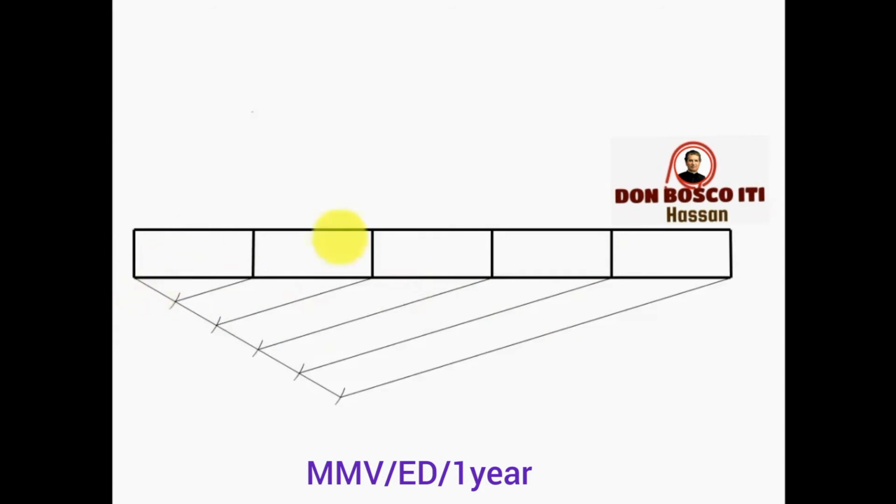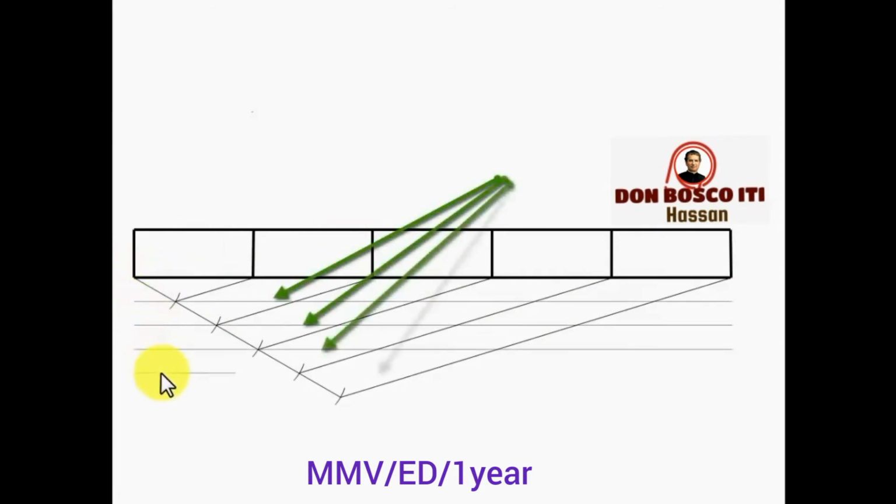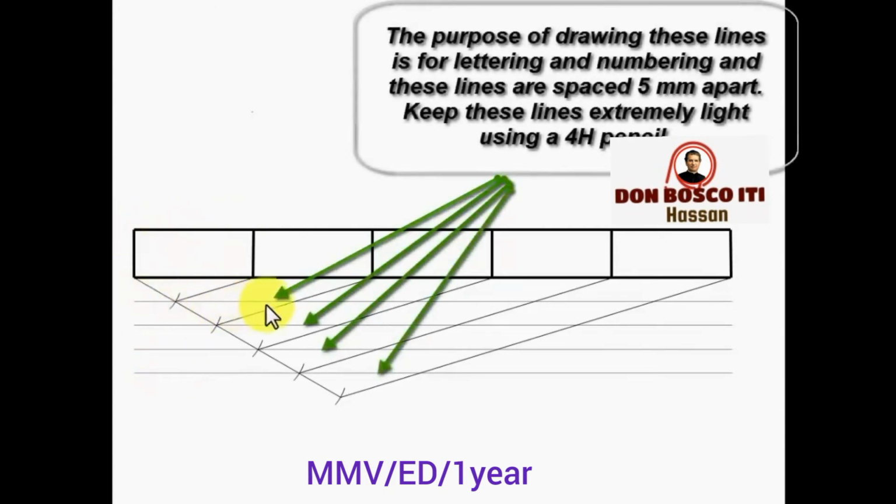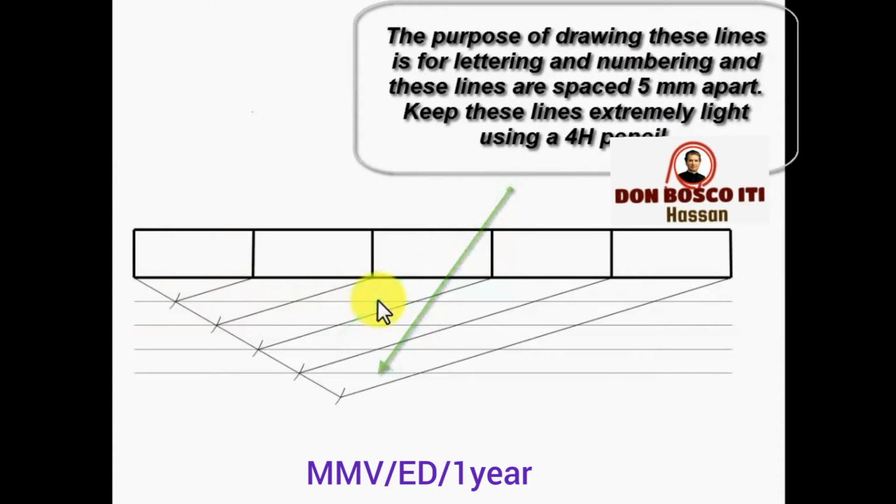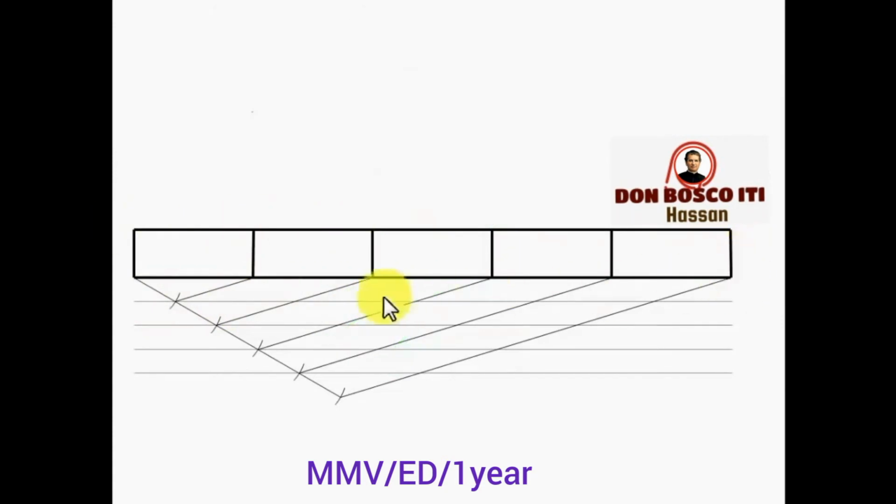Okay guys, let's move ahead. I'll be drawing 4 lines over here. This is the first, second, third, fourth. Now you can clearly see the difference between this line and this line over here. This line appears very light, and you should use a 4H pencil for doing this. And this line which I have drawn can be drawn with the help of an H pencil.